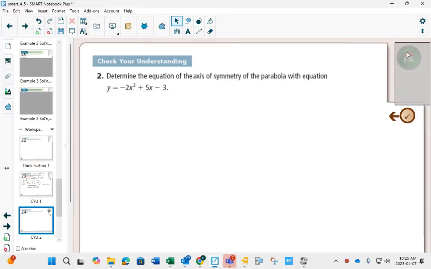This time it's asking for the axes of symmetry. Now, if you have standard form, it gives you your vertex, and your axis of symmetry always will go through the x-coordinate of your vertex. So again, I'm going to try to change this one from the general form to the standard form.